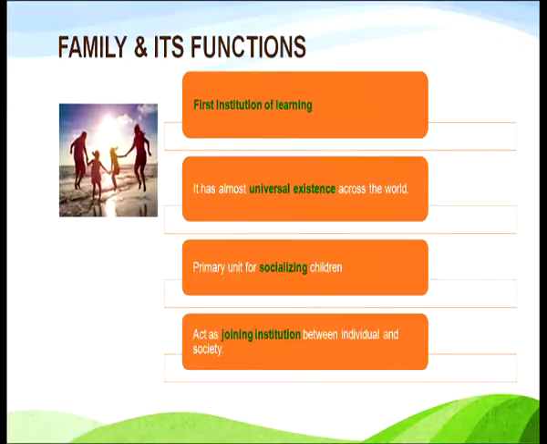This socialization process is imparting knowledge to the family members to adopt family and societal cultural norms and values, ethics and morals, recreations, education, etc. So, we can easily say that our family is the first institution of learning. It has universal existence, it helps us in socializing, and it acts as the joining institution between the society.